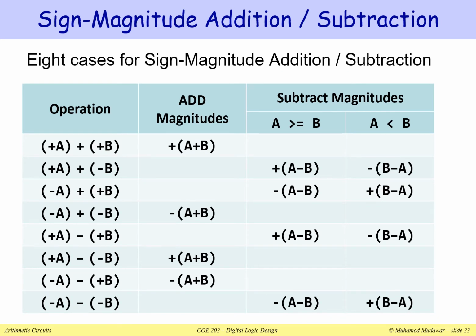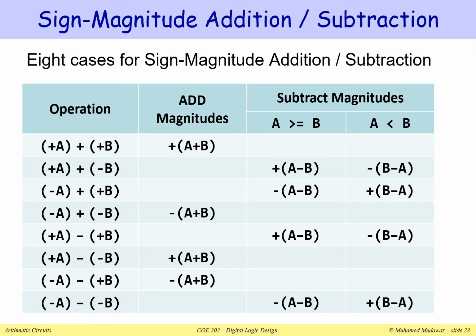So suppose I would like to implement a circuit that does addition and subtraction of numbers that are represented in sign magnitude. I have to take into consideration the sign of the first number A. I have to take into account the sign of the second number, which is B. And I have to look at the operation, which is either addition or subtraction. So we have 8 cases in total.